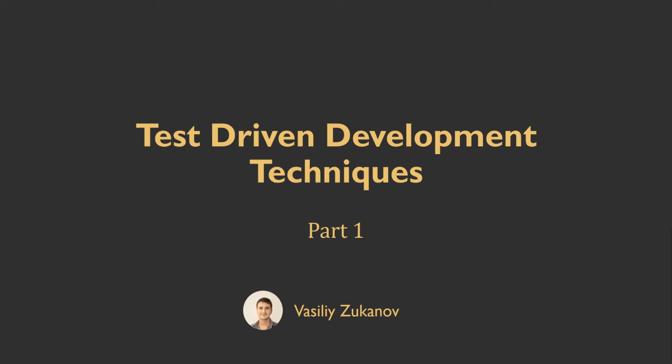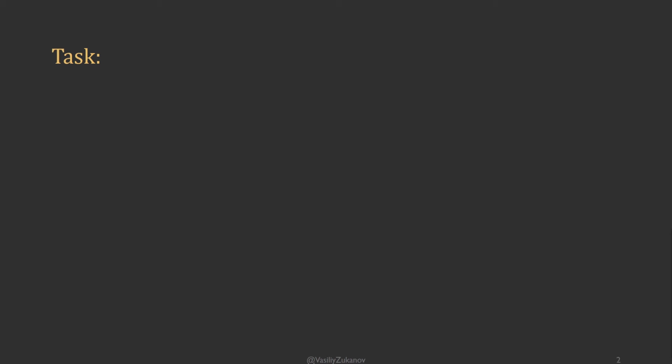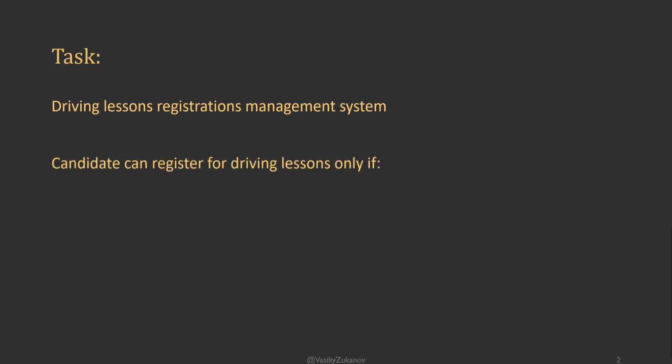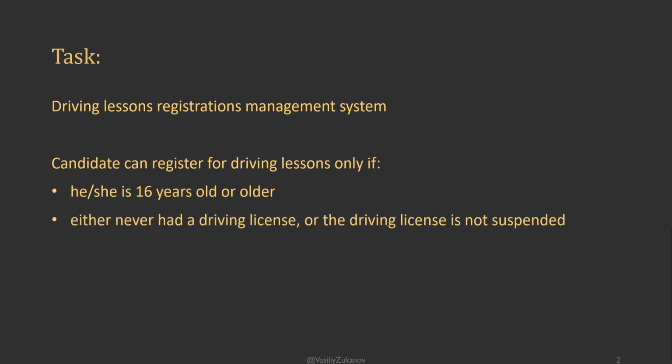For the purpose of this tutorial, suppose that we are given a real task. Our task is to build a system that manages registrations for driving lessons. One of the requirements of this system is that a candidate can register for driving lessons only if the candidate is 16 years old or older, and either the candidate never had a driving license or his or her driving license is not currently suspended. So these were two original requirements given to us by product people.